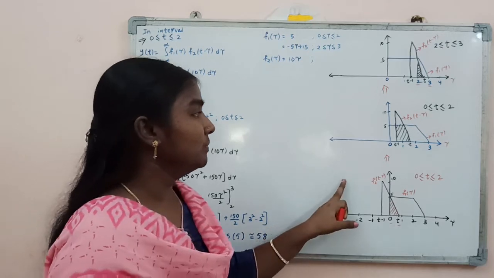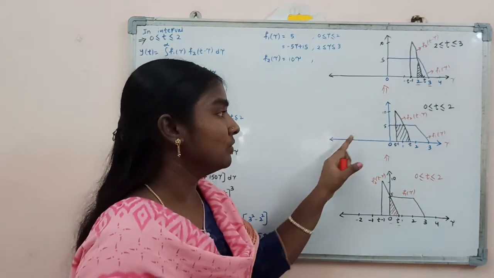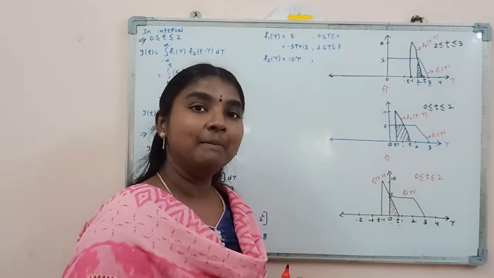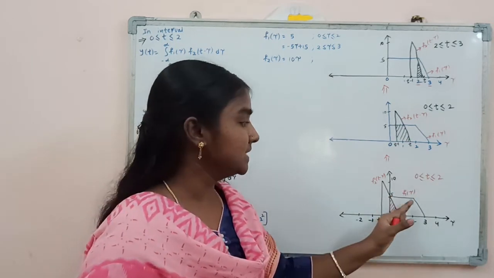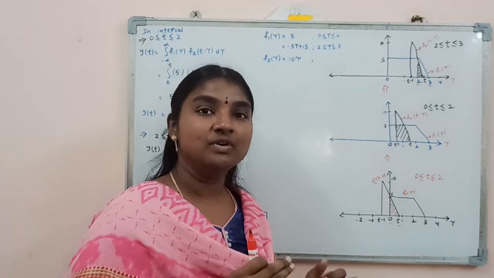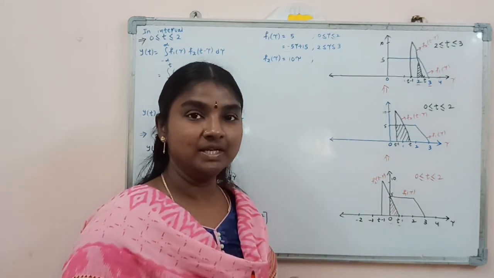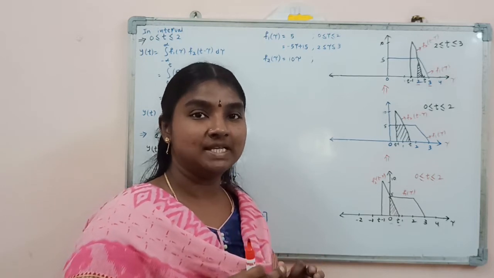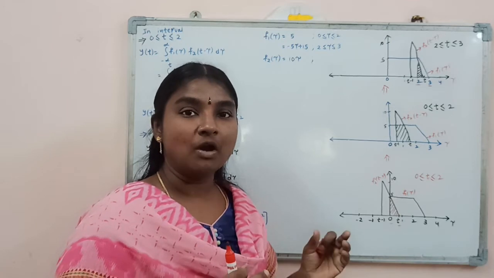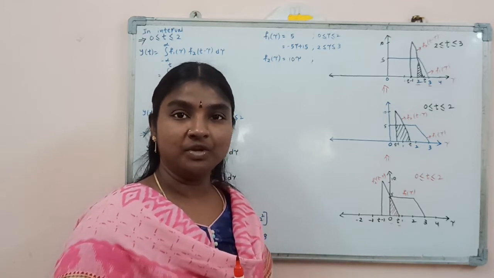Now if we move f2 of t minus tau towards the right side, this is the overlapping period we may observe, but there is no change from this graph to this graph. There is no change in the first signal and second signal expressions in the interval 0 less than or equal to t less than or equal to 2. So the output signal y of t is not going to change.